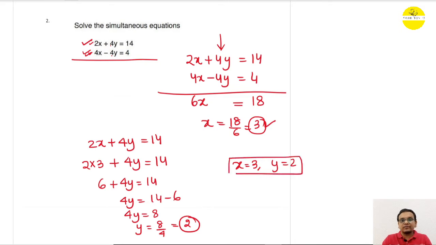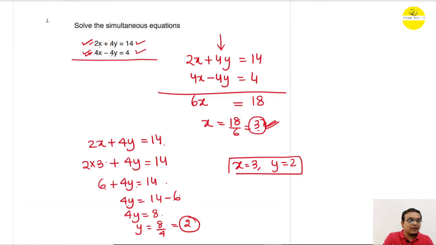I hope you understood. Whatever the value of x you will get, try to put it in any one of the equations of your wish, and get the value of y. For this case, I have taken the first equation, 2x plus 4y is equal to 14. The x value I already got, that is equal to 3. So 2 times 3 is equal to 6. 6 plus 4y is equal to 14. So 4y is equal to 14 minus 6. 4y is equal to 8 and y is equal to 8 over 4.